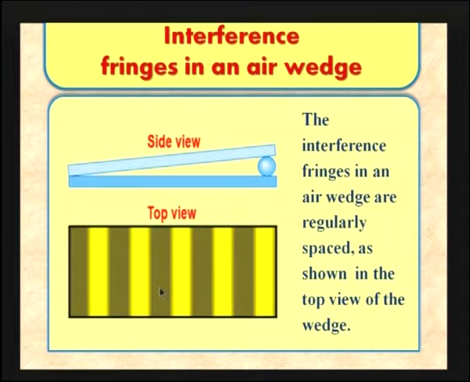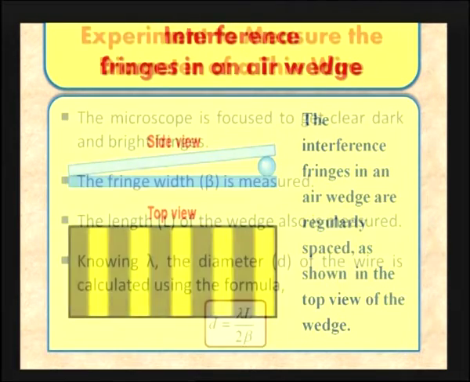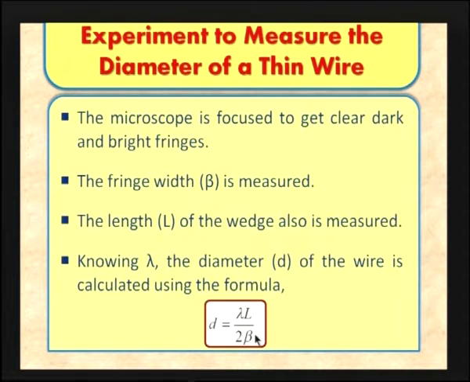So, that is your L. Beta is the one that you have measured. Beta is the distance between two successive dark bands or bright bands, both of them will be the same, that is the beta. Beta is the thing that you measure in the laboratory. So, knowing the value of beta, knowing the value of L and lambda, the value of d can be determined.